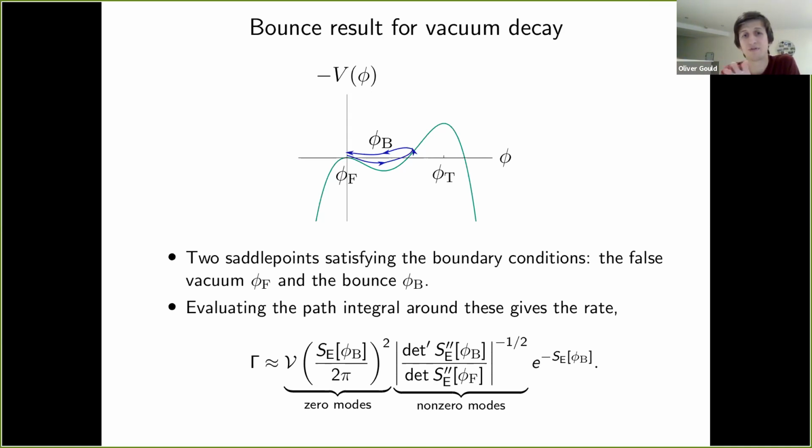And then there are these prefactor parts, which correspond to fluctuations around the bounce, in the usual semi-classical or saddle point approximation of an exponential integral. Those fluctuations split into fluctuations which don't change the action, the zero modes. Crucially, moving the bounce doesn't change the action because the whole thing is invariant under translations. So those factor out as the zero modes, and then there are the non-zero modes, most of which are positive because changing the bounce in most ways increases the action.